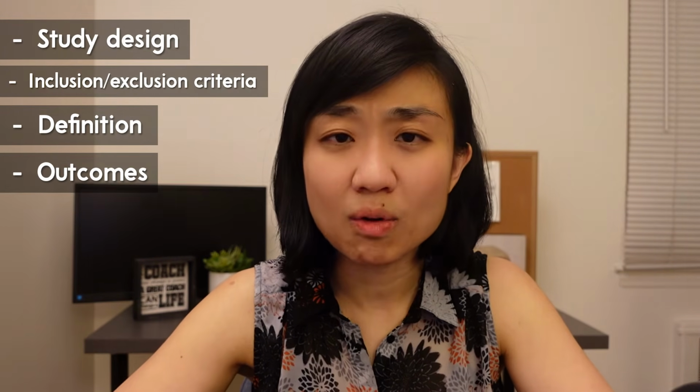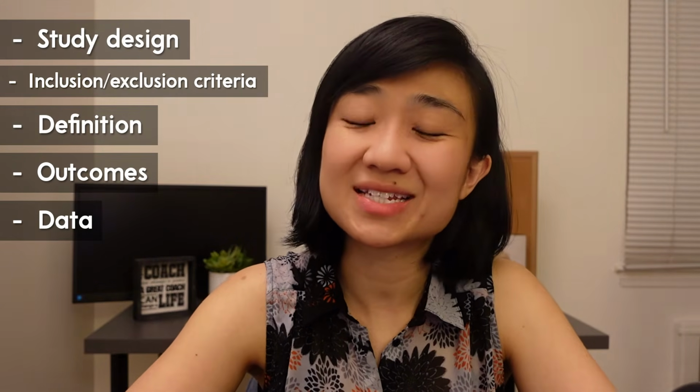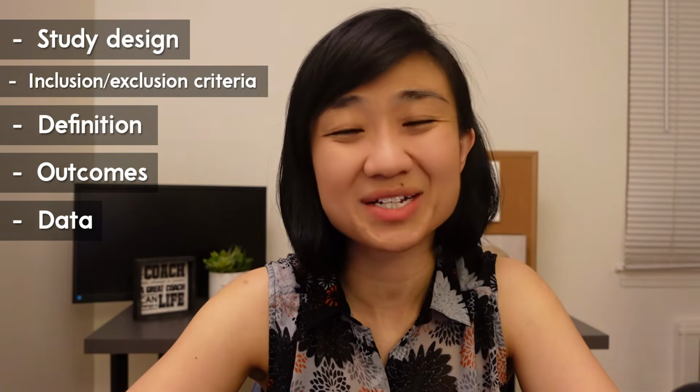Next, think about the definition. How do they define the outcome, the intervention, or the clinical condition? And then, the outcomes. Are they clinically important? Or are they just surrogate outcomes? Then look at the data. What type of data did they collect? How did they collect the data? Any issues when they were collecting the data?